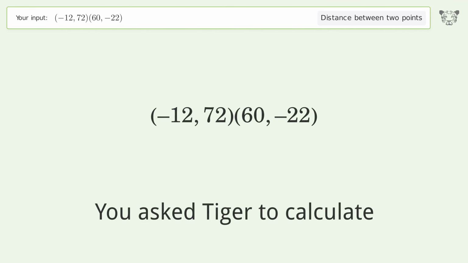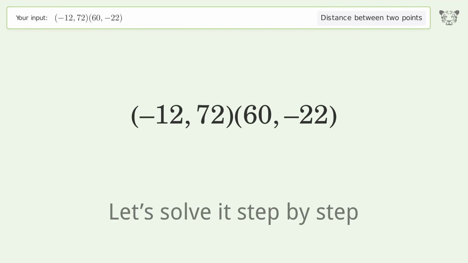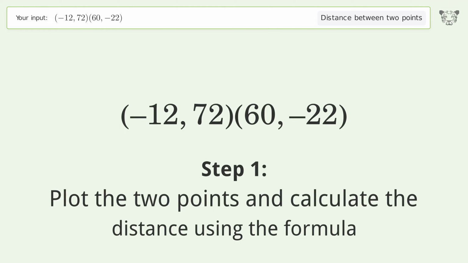You ask Tiger to calculate. This deals with the distance between 2 points. The distance between the 2 points is the square root of 14,020 or 118.406. Let's solve it step by step. Plot the 2 points and calculate the distance using the formula.